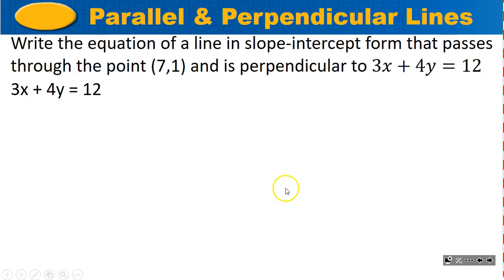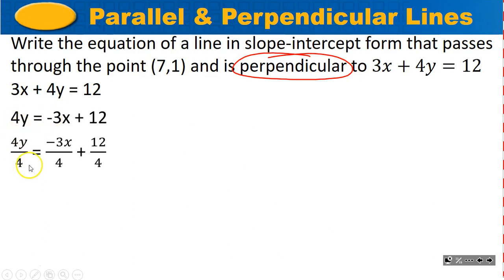So the next problem is similar. The one main difference here is that we're talking about perpendicular. So our process is very similar. We are again going to put the equation in y-intercept form. So we're going to move the 3x by subtracting it, and we're going to divide by 4.